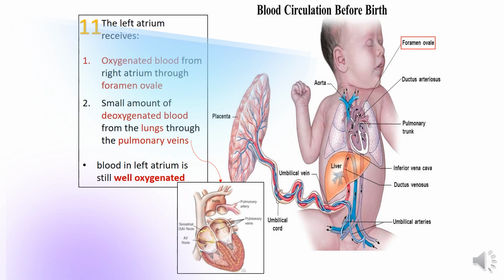What happens to the blood in the left atrium? This blood is oxygenated blood from the right atrium that entered through the foramen ovale. Not only the highly oxygenated blood, the left atrium also receives a small amount of deoxygenated blood from the lung through the pulmonary veins. Remember, some amount of blood enters the lung, so of course from the lung it goes back to the left atrium through the pulmonary vein.